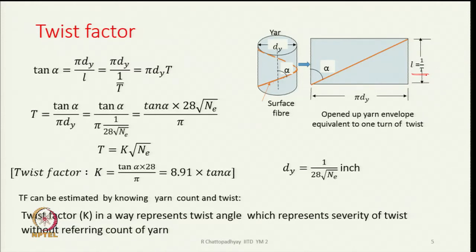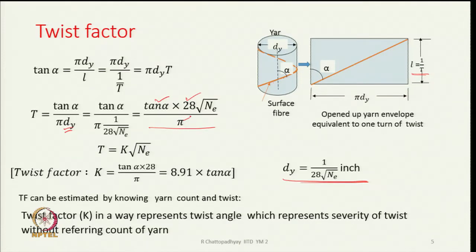Now, we know that dy is related to yarn count by the Pierce relationship, a very classical formula relating yarn diameter to count of yarn expressed in the English system. So, if we replace dy by 1 upon 28 root over Ne, then we get t equal to tan alpha into 28 root over Ne by pi. Therefore, in this equation, for a given twist, tan alpha, 28 and pi are all constant.